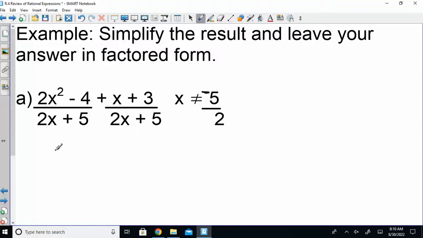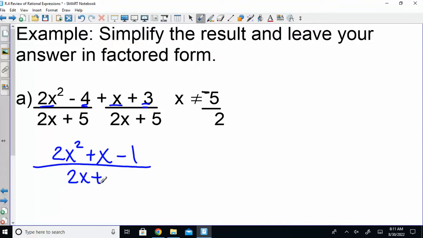Add like terms. You can list them in any order. So I'm just going to go decreasing order. So 2x squared plus x. Negative 4 plus 3 is negative 1. Questions there? Okay. So that's a good question.